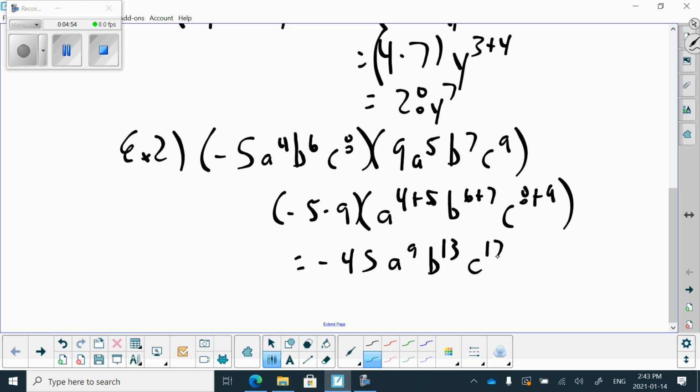Excellent. Exponents, but it's multiplication, so we spend time practicing it too. Questions on that one?